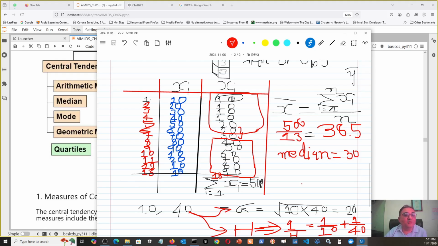Mode is very simple: the most frequent observation. So if these are the data points or numbers, then which number has occurred the maximum number of times, or more number of times, that is called mode. So 10 once, 10 twice, 10 three times, 10 four times. So 10 has occurred 4 times, 20 has occurred only 2 times, and the rest are only 1 time.